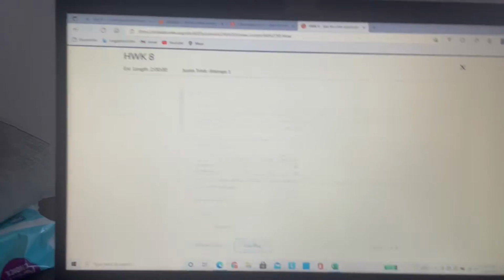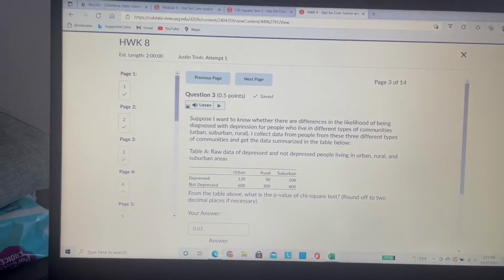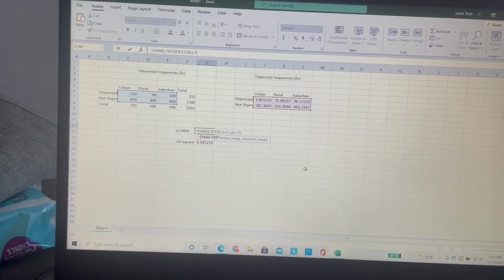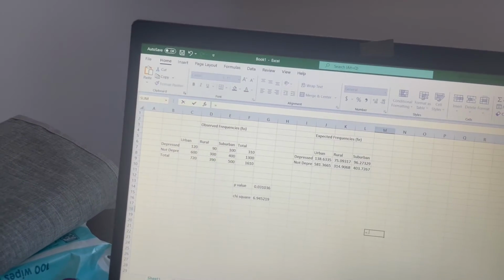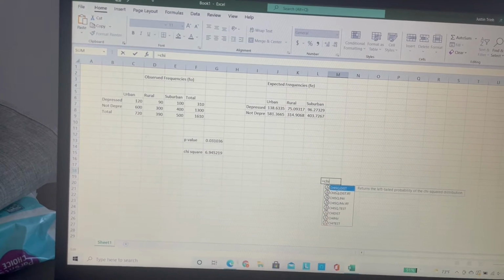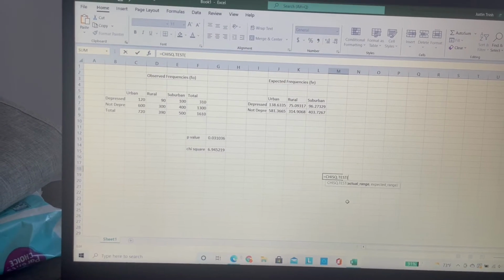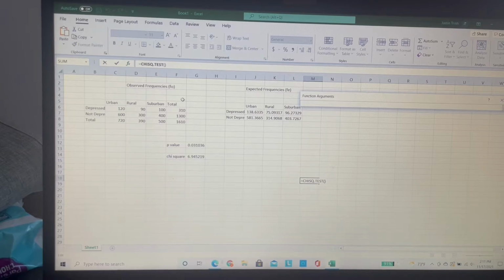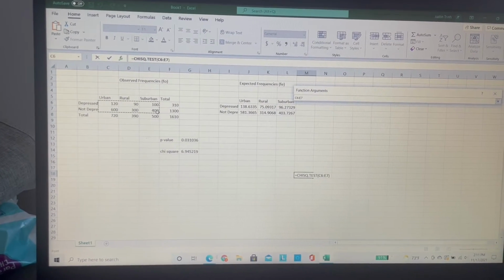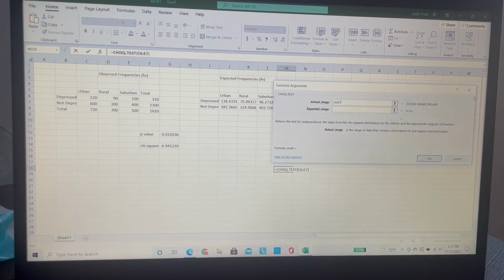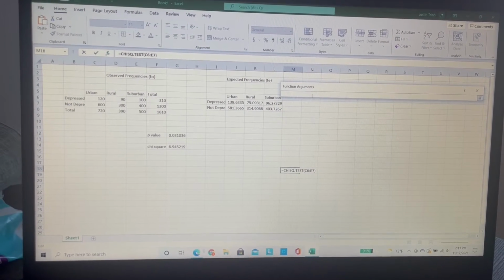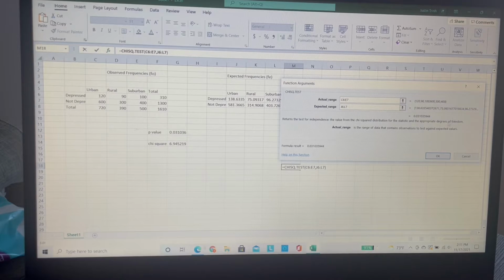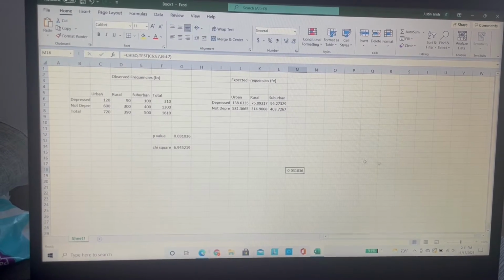Now I'm going to teach you how to obtain the p-value of the chi-square test. You type in equals CHI, and choose the chi-square test. Then you hit FX. For the actual range, you highlight all of this, but do not include the totals, and you insert that. For the expected range, you highlight all the expected frequencies that I just taught you how to get. You say okay, and that's how you get the p-value.